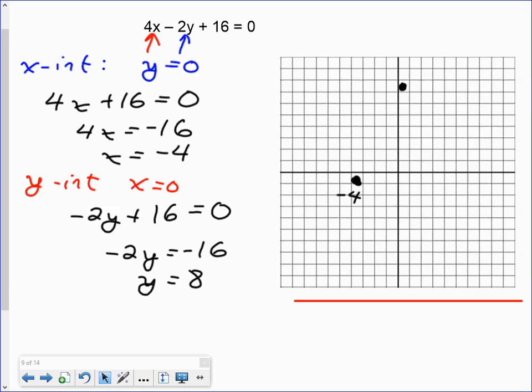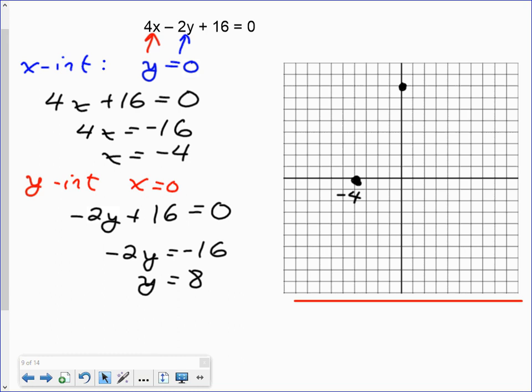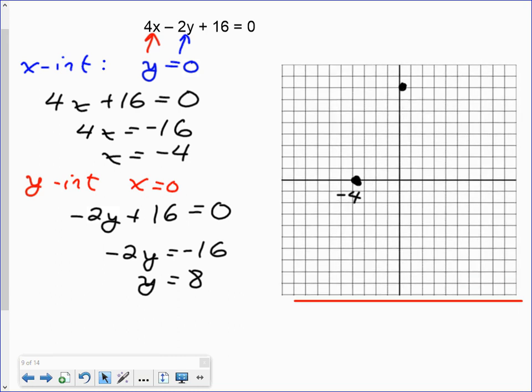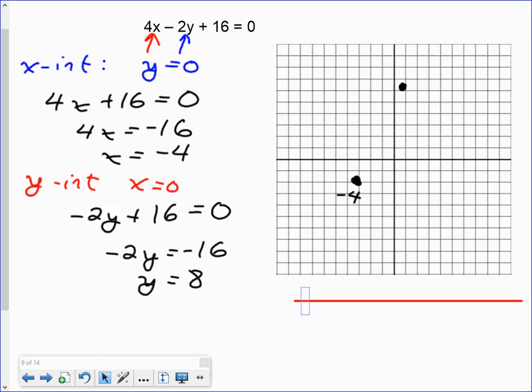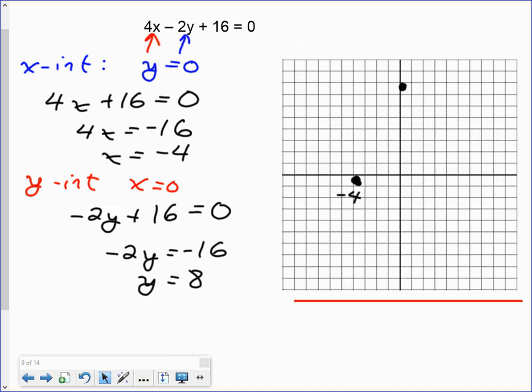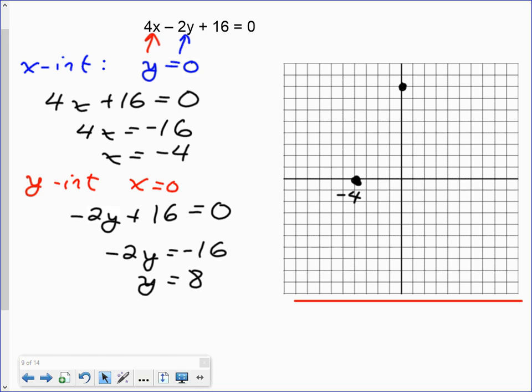And then we just connect those 2 points. Oh, that's no good. I want to move this line here. Oh, the line won't move. All right, we'll just have to draw this line by hand. All right, and we just connect these 2 things with a nice straight line. And that's our graph. This is our 8. So we can find the intercepts and then use those intercepts to give ourselves 2 points to graph our line.